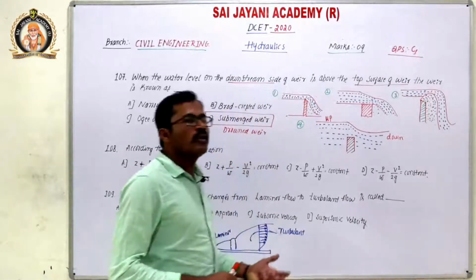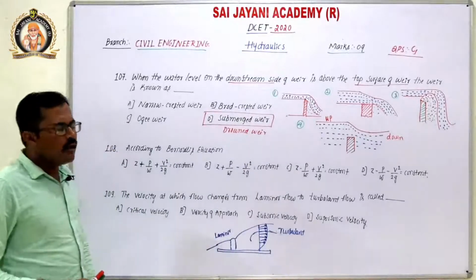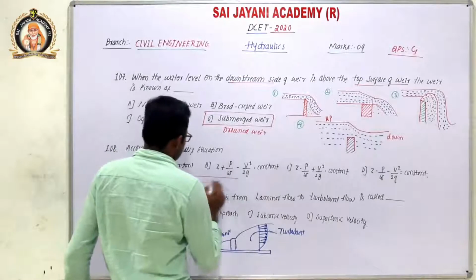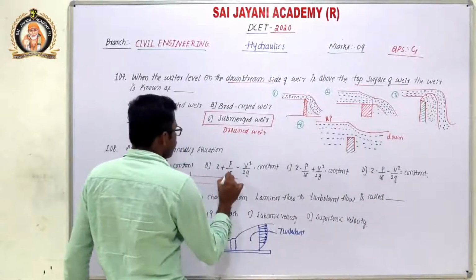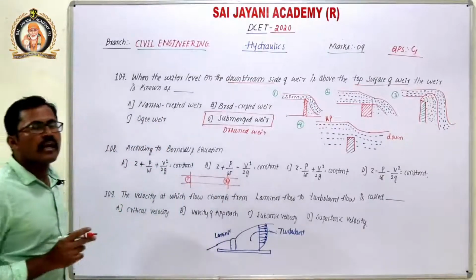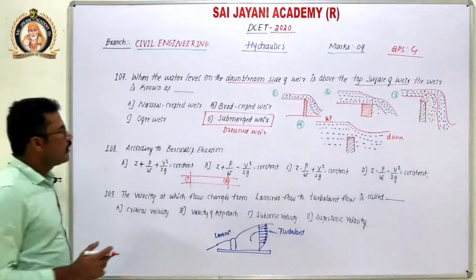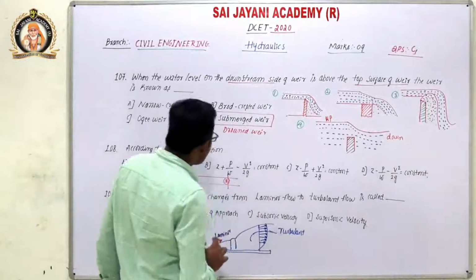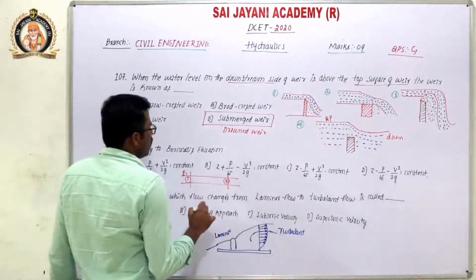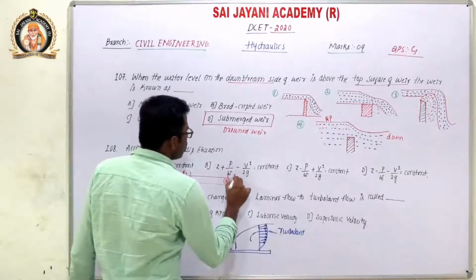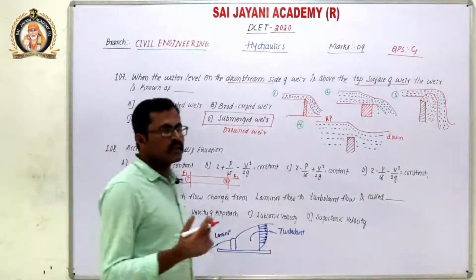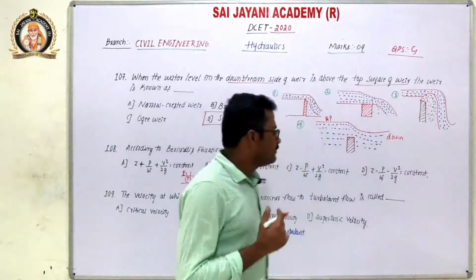So what is Bernoulli's theorem? Bernoulli's theorem states that the total energy in a flowing liquid remains constant at every section, throughout its length. So the total energy of liquid at section 1 is always equal to that at section 2. So the total energy always remains constant in case of flowing fluid.